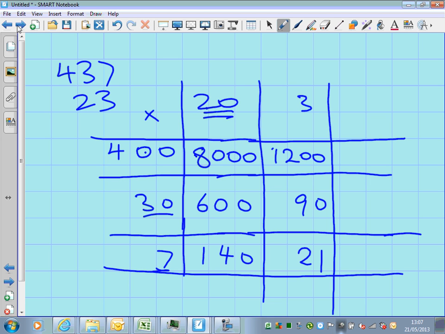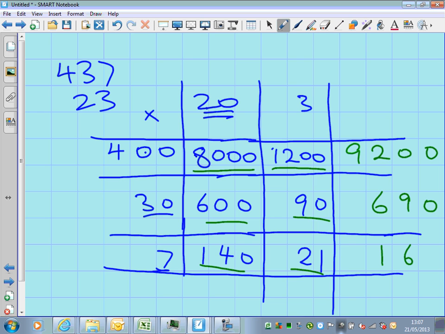Let's add each row up now to get our total. So we have to add 8,000 and 1,200. That's 9,200. I can do that. This is why I did the squares. 600 plus 90 is 690. And 140 and 21 is 161. Add those three numbers together.